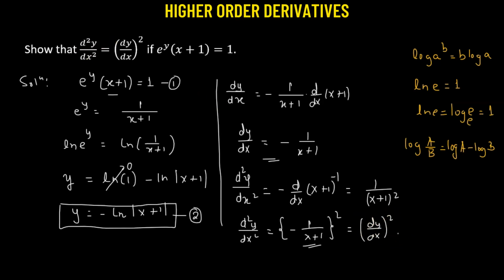So therefore we have successfully shown that the second derivative of y with respect to x is equal to the first derivative of y with respect to x, whole squared, when this particular equation is given to us.